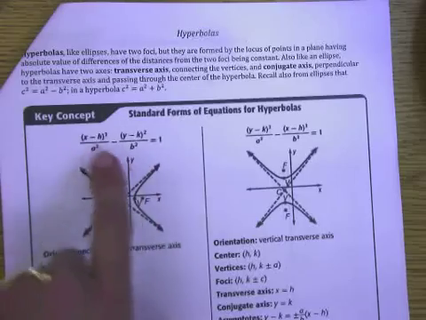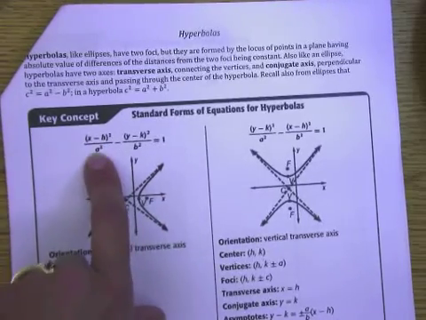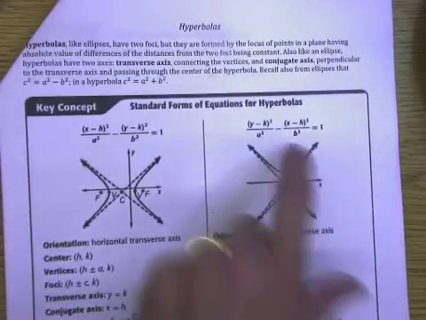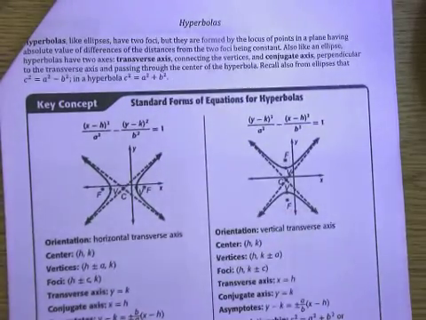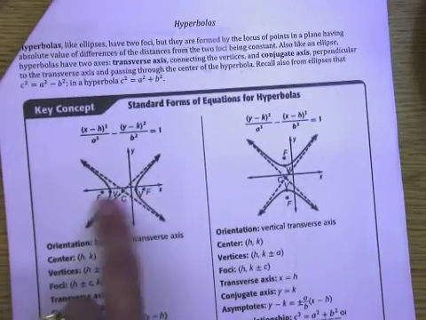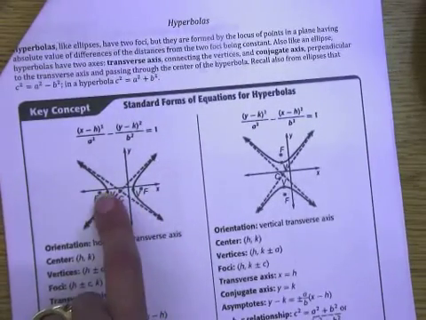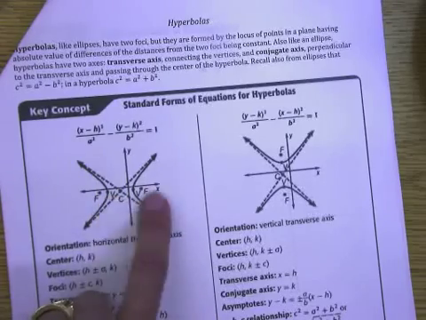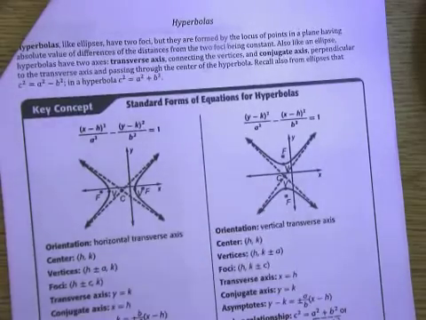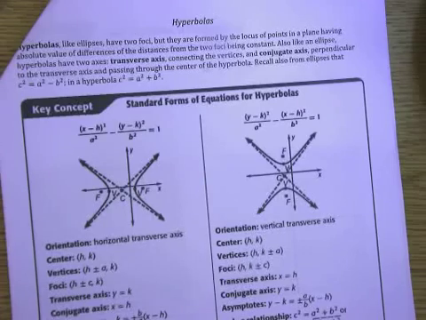So the x squared being out in front means it's opening horizontally. Y squared out in front means it's opening vertically. A little bit more vocabulary: the transverse axis is the axis that connects the vertices, so we would say it's the segment connecting the vertices. And the conjugate axis is perpendicular to that transverse axis.